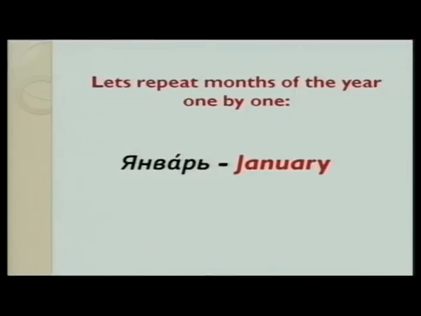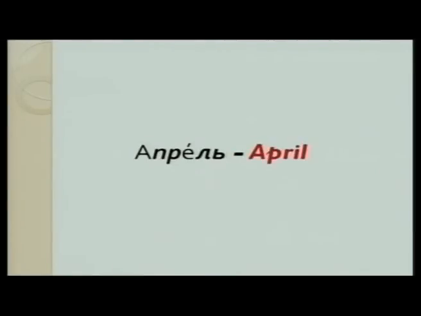Before we go to the next section, let us revise the months of the year one by one. Please pay attention to the spelling and pronunciations. Once again, январь, февраль, март, апрель, май, июнь, июль, август, сентябрь, октябрь, ноябрь and декабрь.